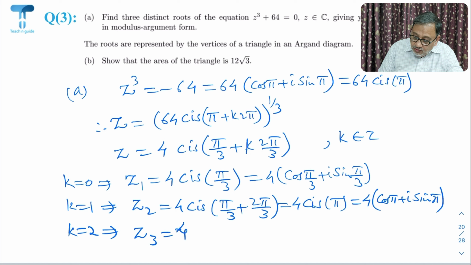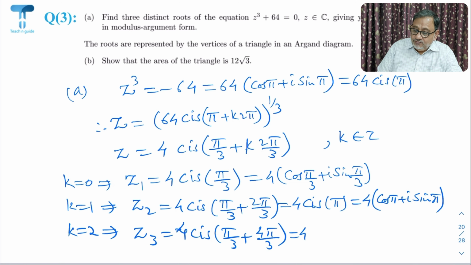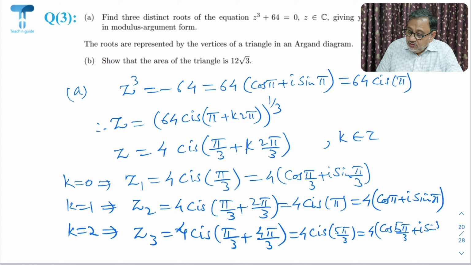z3 will be 4 cis pi by 3 plus this k I will replace by 2 now. So 4 pi by 3, so 4 cis of 5 pi by 3, which will be 4 cos 5 pi by 3 plus i sin 5 pi by 3. So this is in the modulus and argument form. I hope you will remember this.